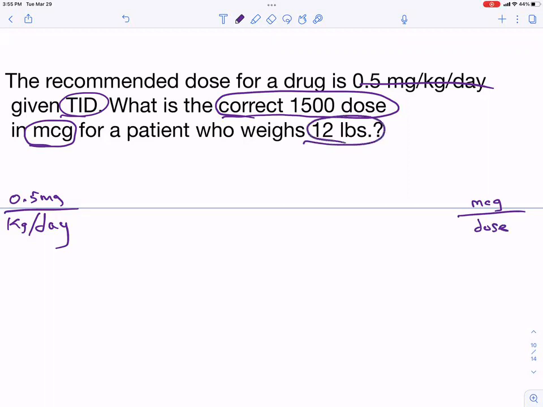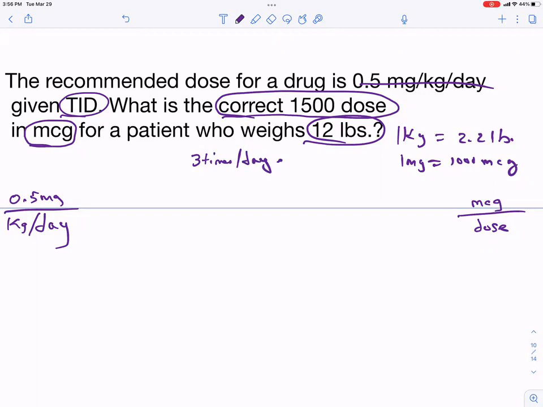So I already know I got some conversions. You can write all over it, whatever it takes. I got milligrams, so I know that 1 milligram is equal to 1,000 micrograms. So I think I got everything I need. I know TID means 3 times a day. So these are all my conversions that I need to think about for my problem.